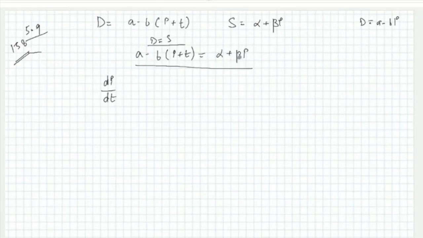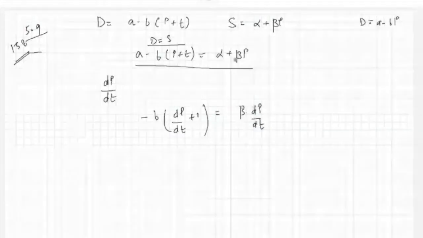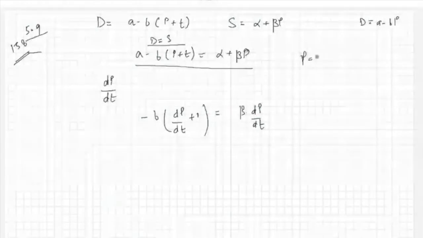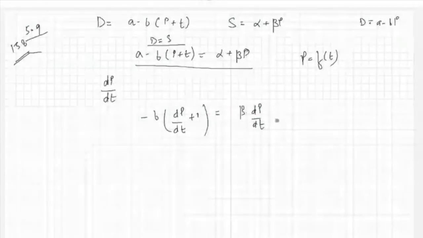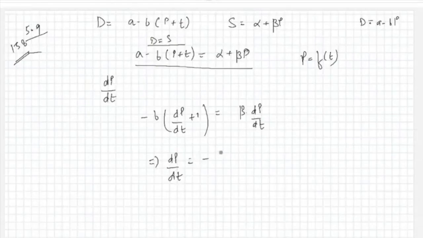We have to take the derivative on both sides with respect to t. dp by dt plus 1 is equal to, in place of alpha, 0, plus beta into dp by dt. We assumed that p is some function of t and then we have just solved both sides. From here dp by dt comes out, which is minus b by b plus beta. Here what is the sign? Minus. So how will we interpret this?